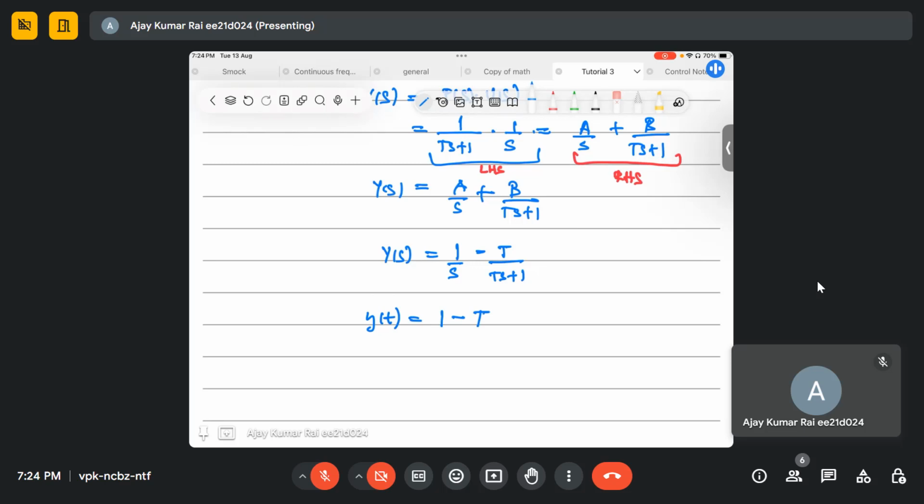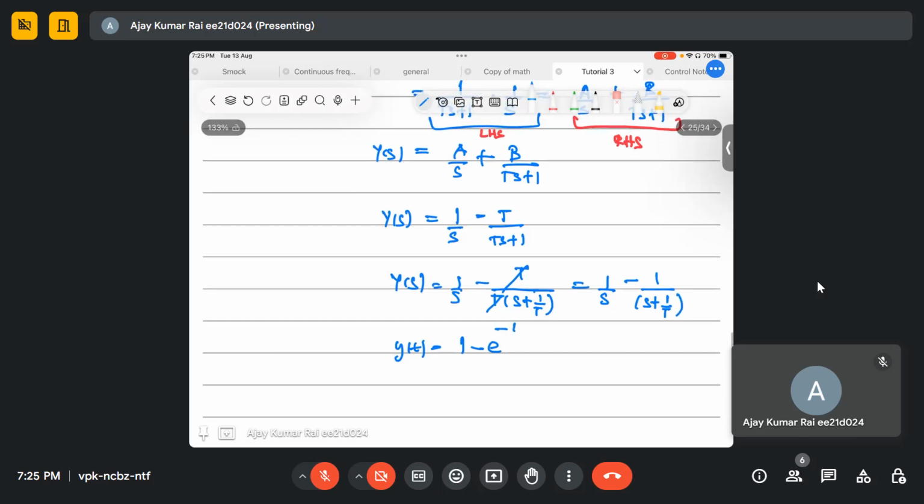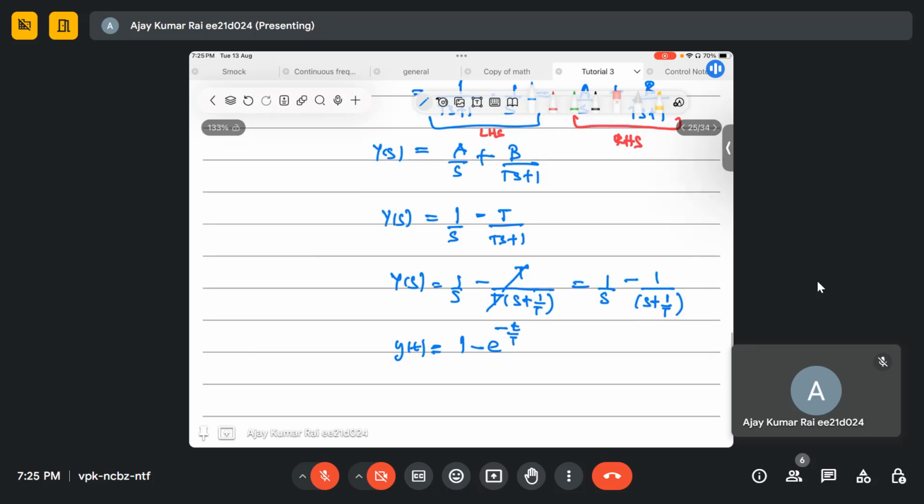let's first convert this into our form. This is T. If I take T common, it will be s plus 1 by T, right? And this T gets cancelled, so it is 1 by s minus 1 by (s plus 1 by T). If you take the inverse Laplace transform, you'll get 1 minus e raised to minus t by T. So this is the final response.